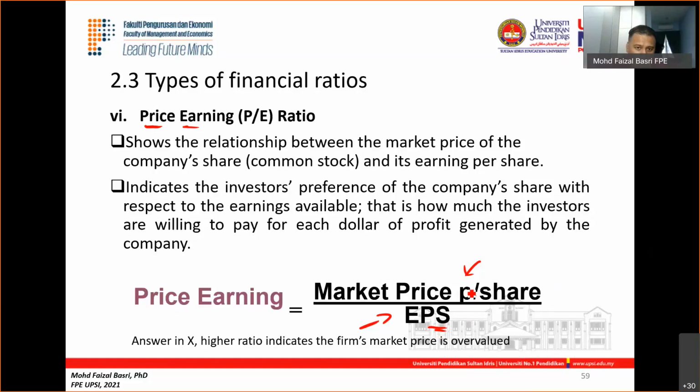So for PE ratio, there are two schools of thought, or two different meanings. It can be good and bad depending on situations. From investors' point of view, we want the PE ratio to be as high as possible. But from those who want to invest, we want it to be as low as possible. So what does it mean? When the PE ratio is high, it indicates that the market price is overvalued.